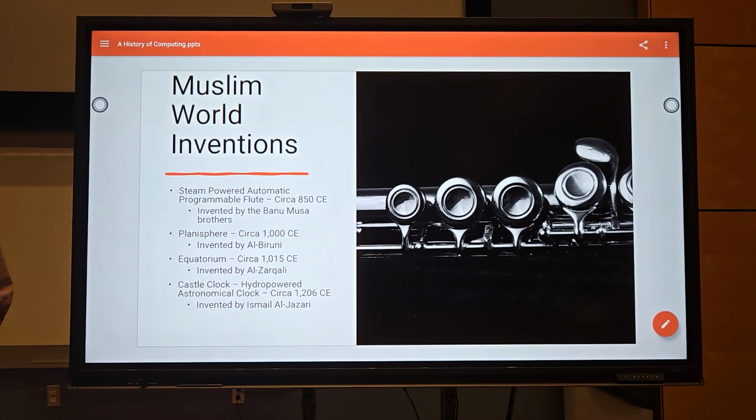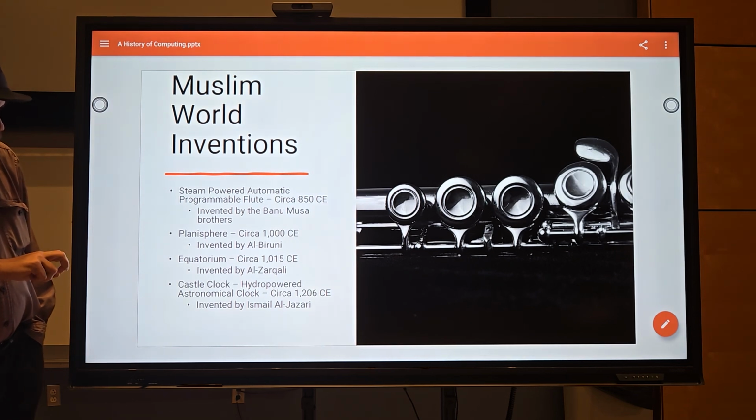The planisphere, around the year 1000, invented by Al-Biruni. The planisphere and the equatorium, again, calculating movements of stars and planets. The castle clock was a hydropowered astronomical clock around the year 1206, invented by Ismail al-Jazari.